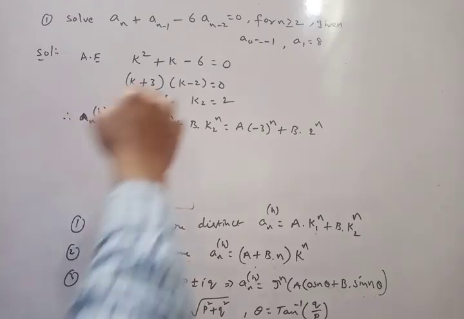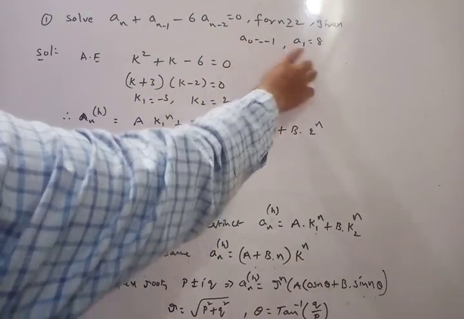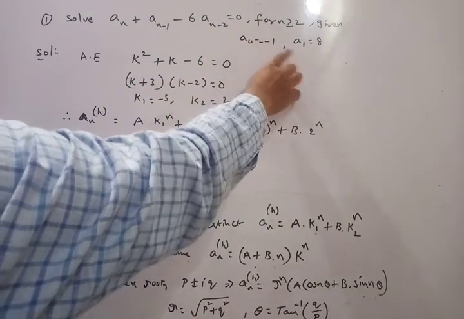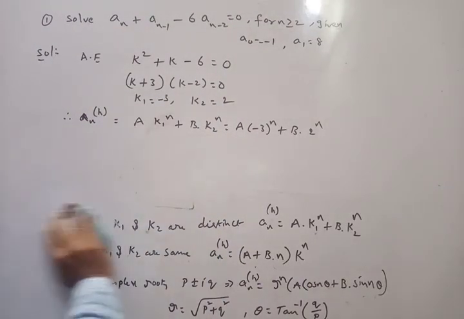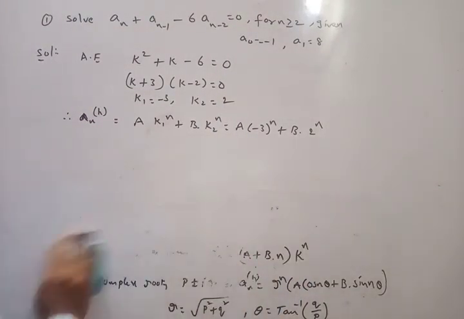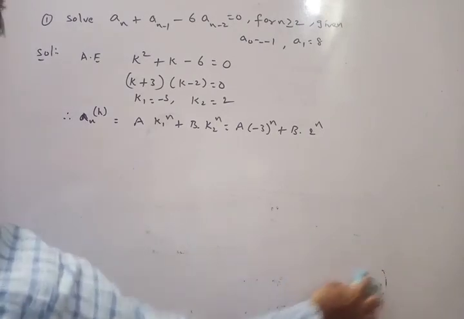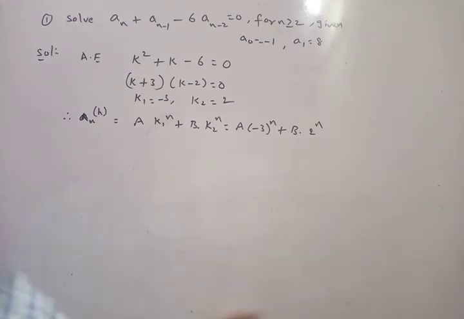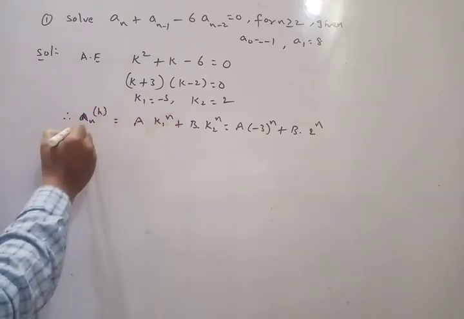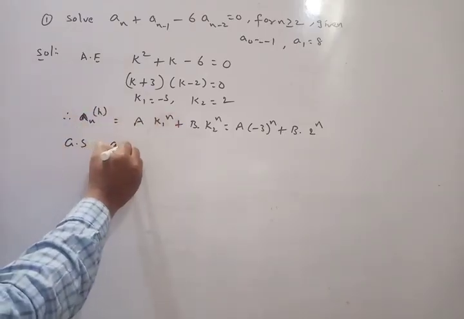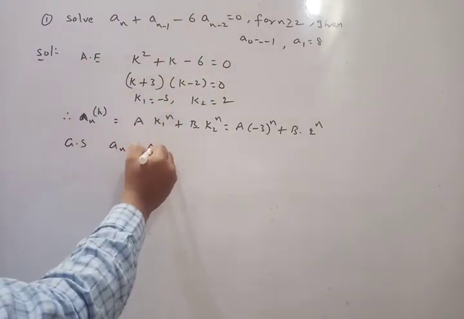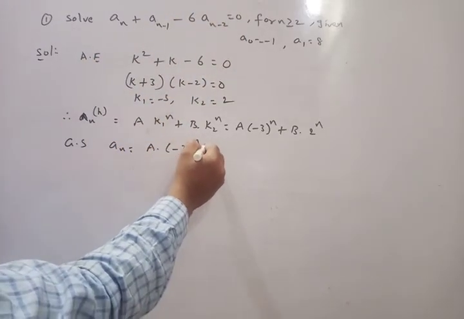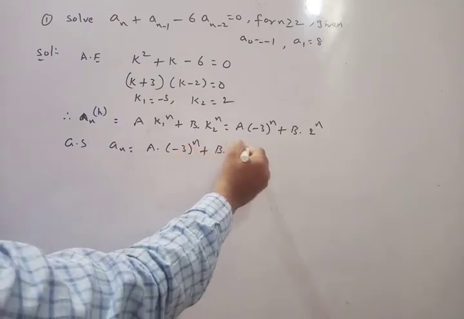Now what did he give here? He gave two conditions over here, correct? So why did he give these two conditions? To find the constants a and b. So this can be written as the general solution. Here there is no right hand side, so we can take directly a_n is equal to a into minus 3 power n plus b into 2 power n.